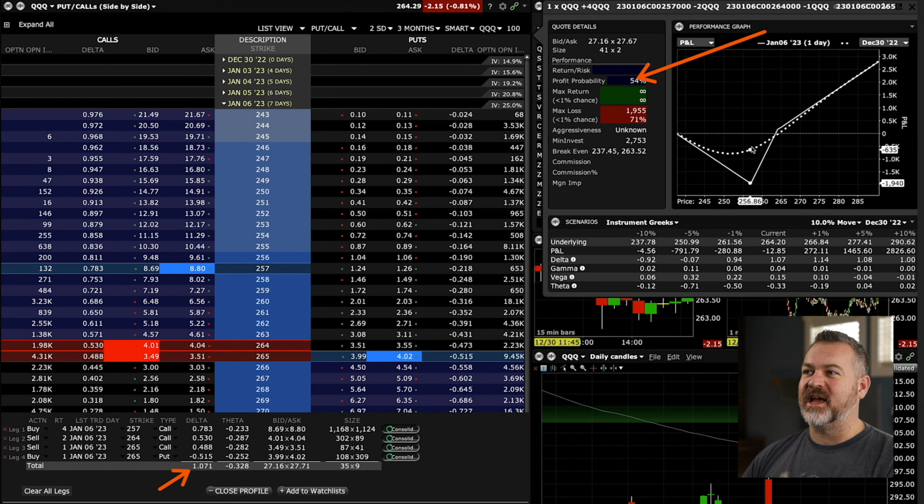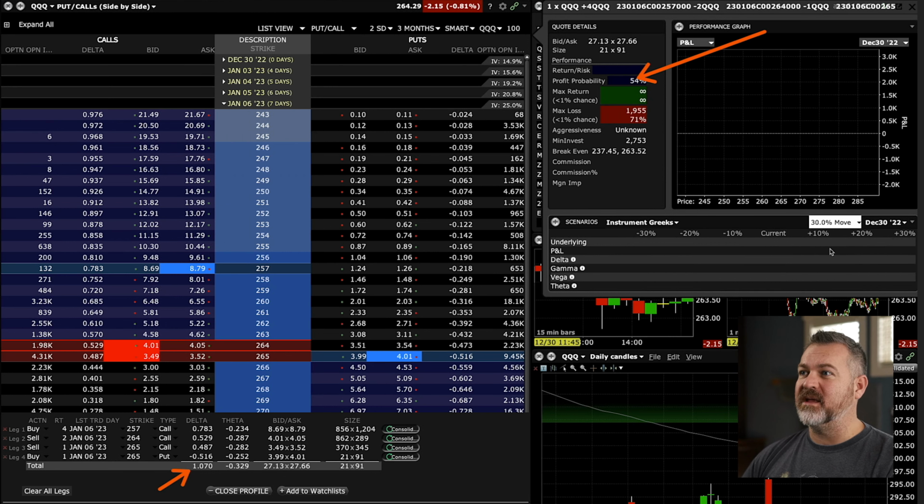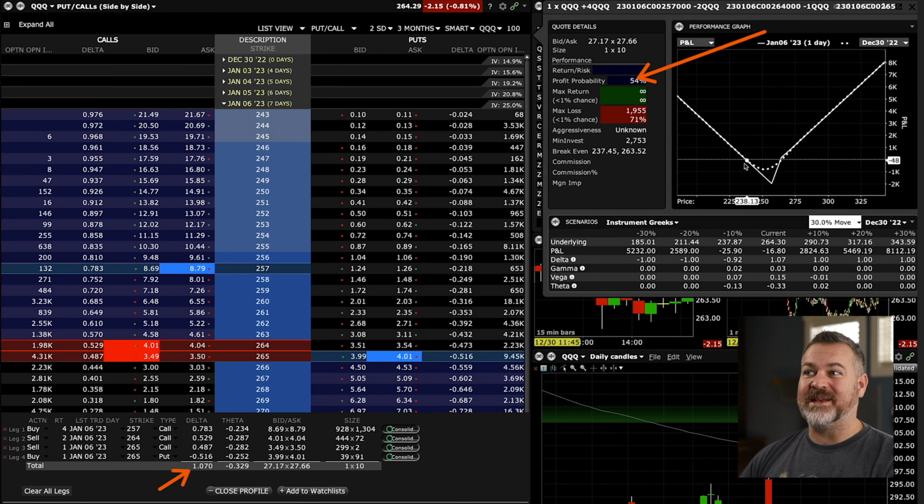And to the downside, we have this kind of valley of death, so to speak. And then if we zoom out a little bit, this position can actually make money in a large down move. So this trade by itself, similarly, has about a 54% probability of profit.